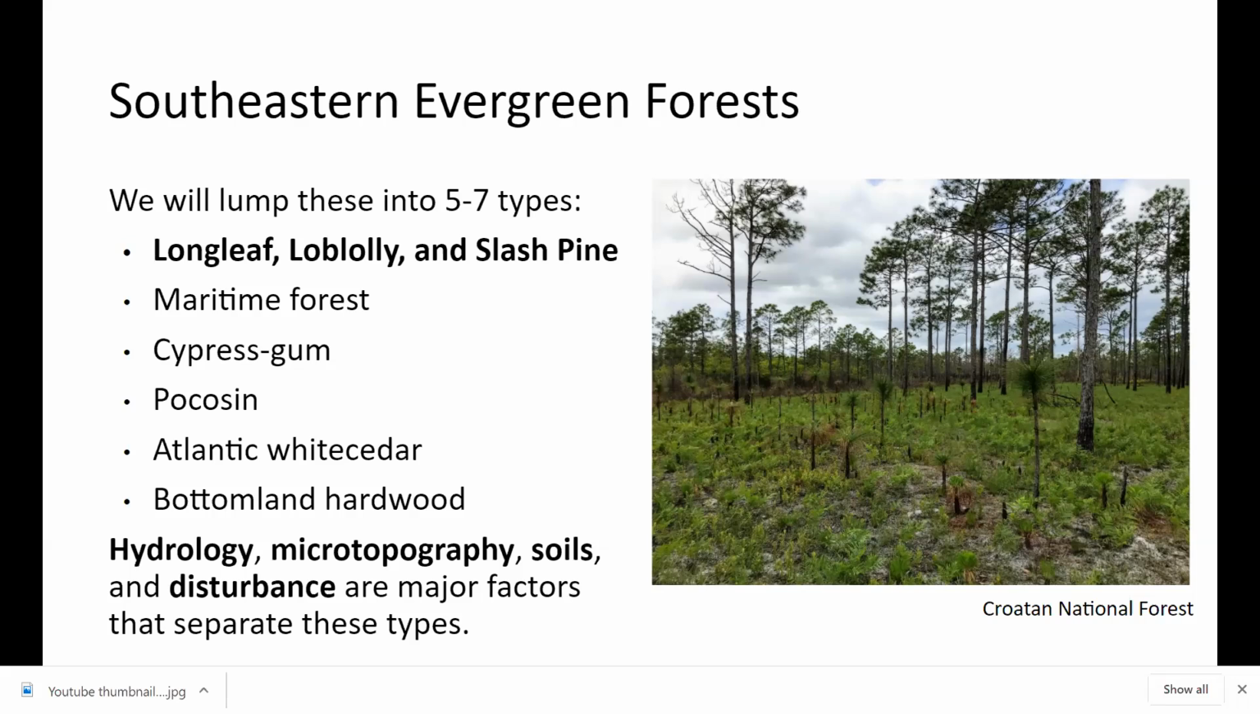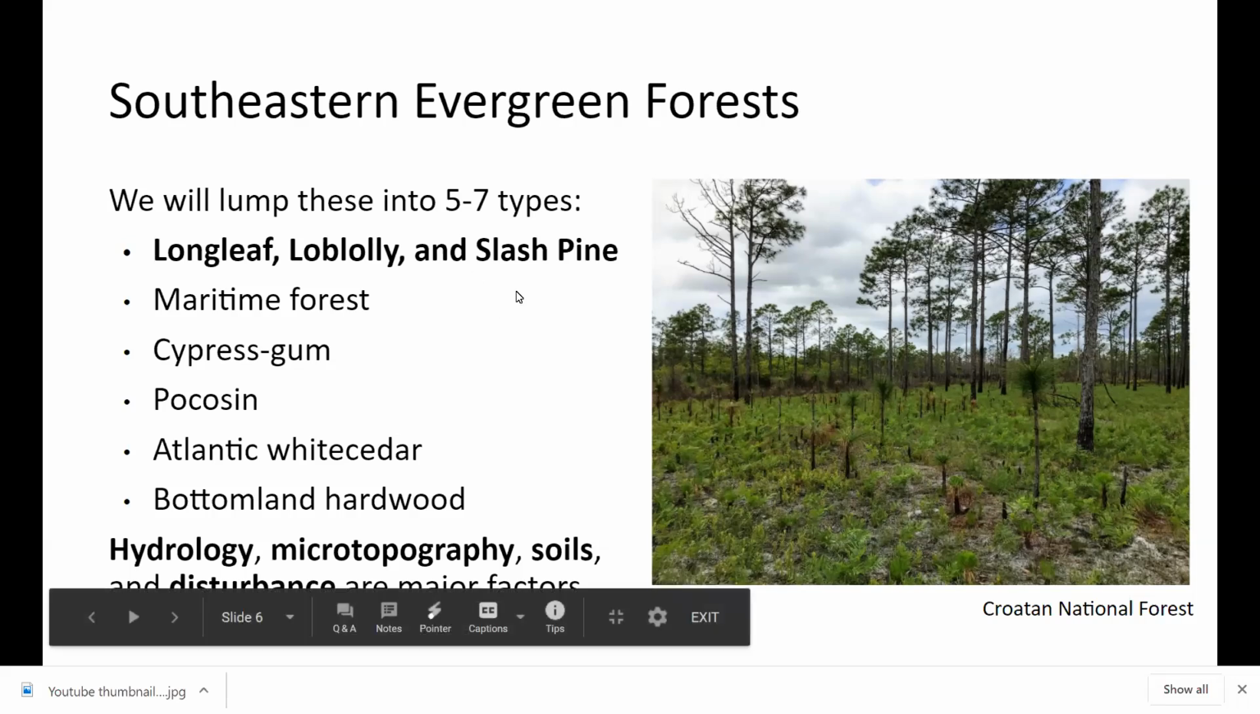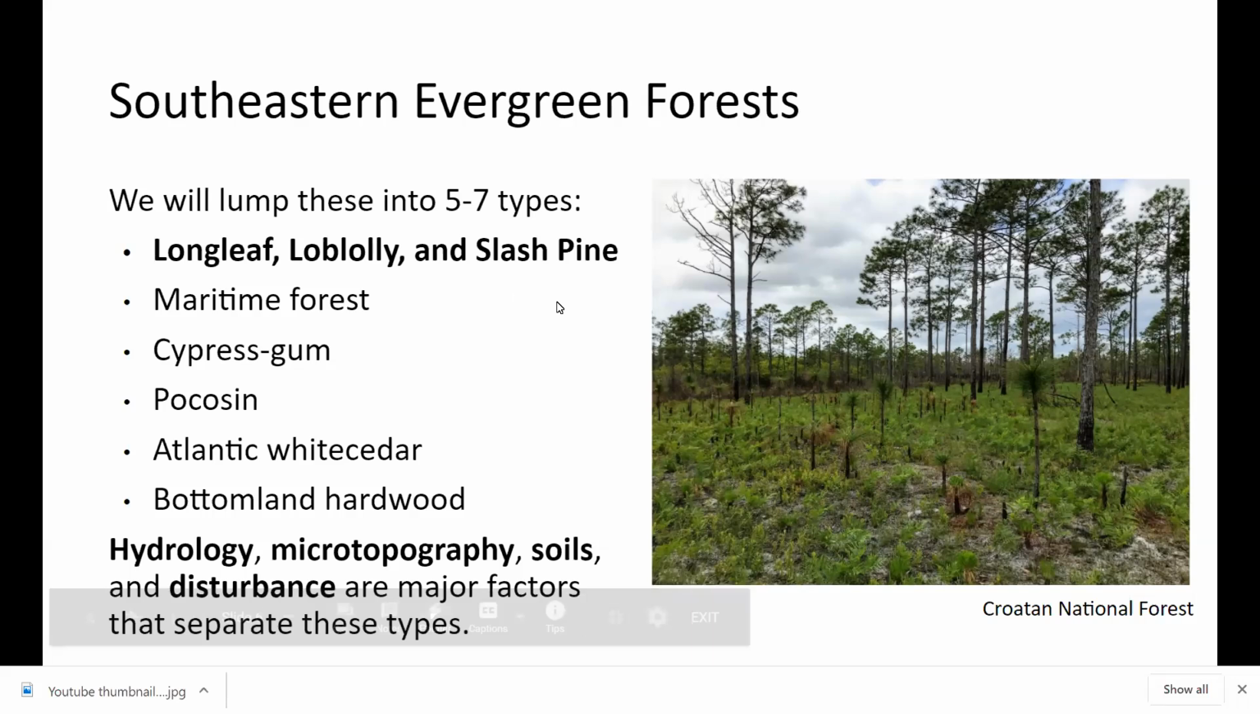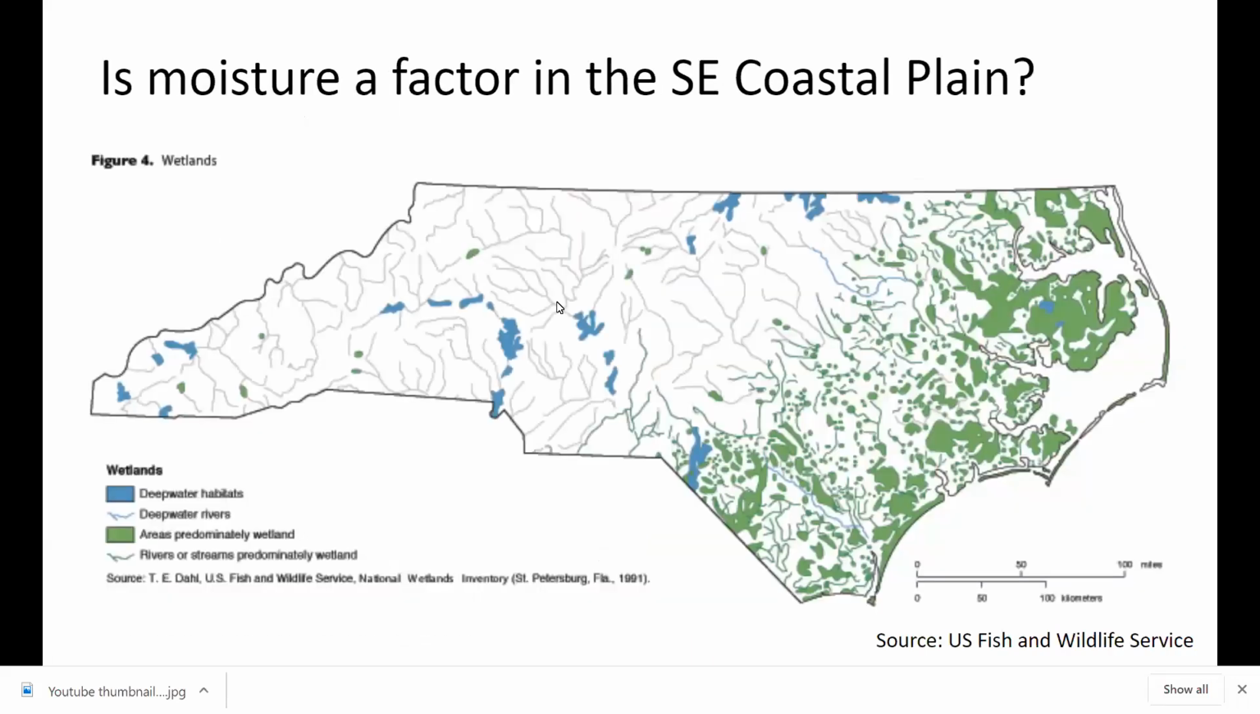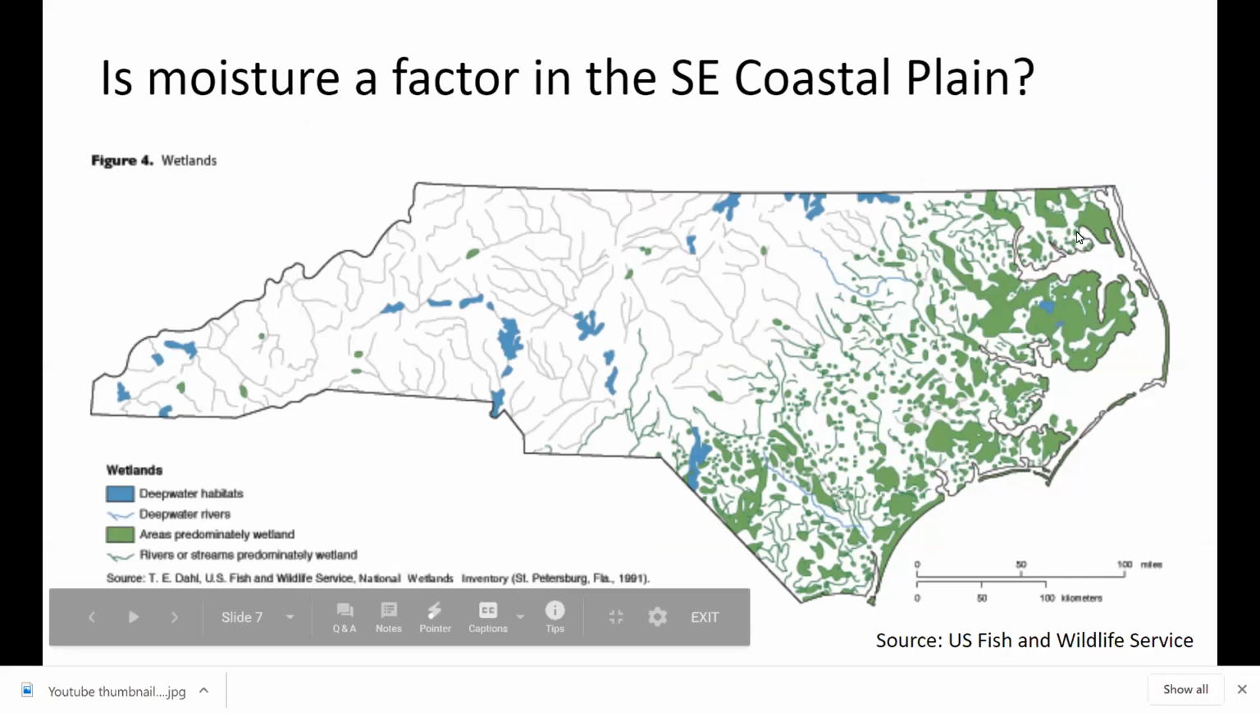So those are the 4 main factors that separate out these different forest types that I've listed here. So today we're going to focus on longleaf, loblolly, and slash pine. Can you ask yourself, is moisture a factor in the Southeastern coastal plain? This is a map from the U.S. Fish and Wildlife Service, and you can see that the green areas are areas that are predominantly wetland.